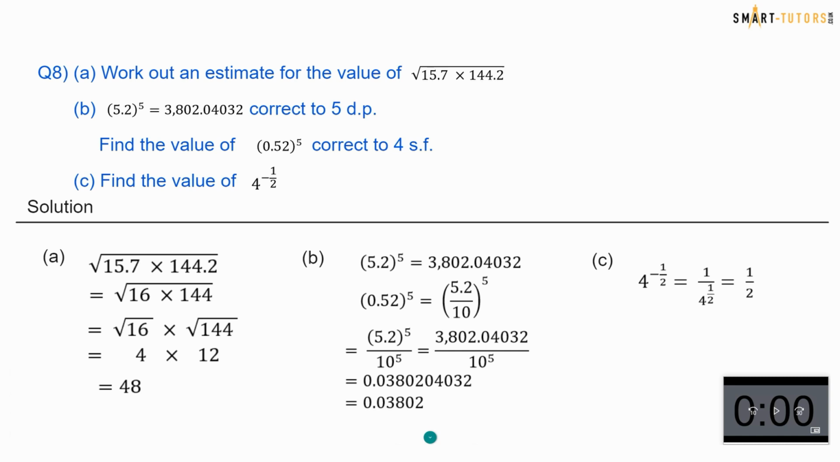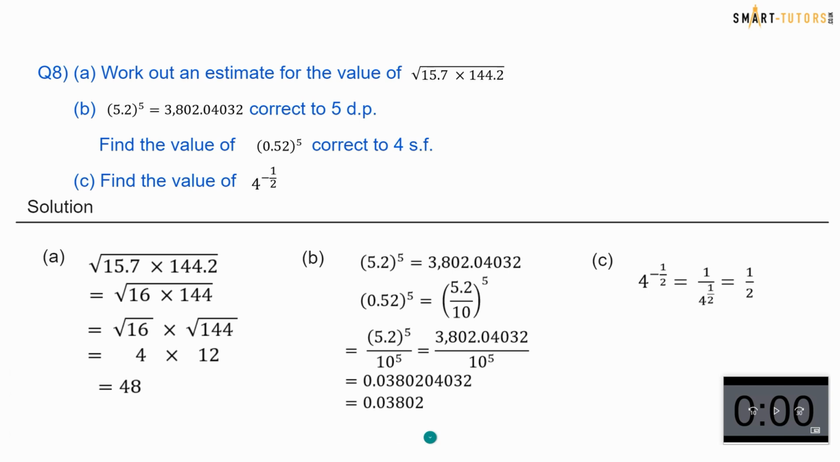5.2 to the power 5 is given, and we need to find the value of 0.52 to the power 5. 0.52 is 5.2 divided by 10. So to the power 5, this can be written with the 5 applying to the top number and the bottom number. So 5.2 to the power 5 divided by 10 to the power 5. 5.2 to the power 5, the answer is given in the question, so you can write that, divided by 10 to the power 5.